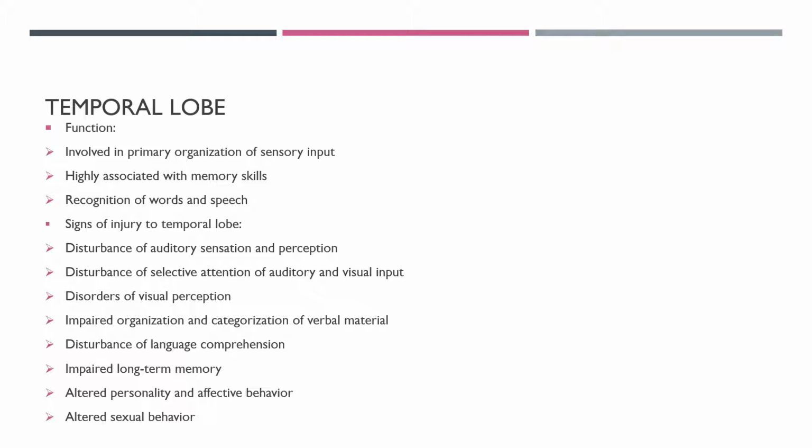The temporal lobe has a lot of information, but its function is that it is involved in primary organization of sensory input. It's also highly associated with memory skills and recognition of words and speech. There were 8 primary signs of injury to the temporal lobe. So the first one is disturbance of auditory sensation and perception. And then we have the disturbance of selective attention of auditory and visual input, disorders of visual perception, impaired organization and categorization of verbal material, disturbance of language comprehension, impaired long-term memory, altered personality and affective behavior, as well as altered sexual behavior.